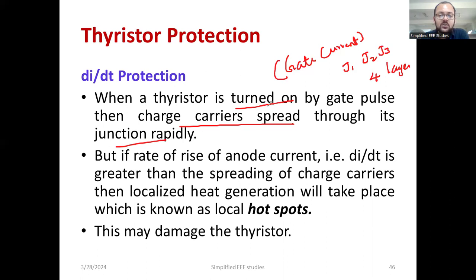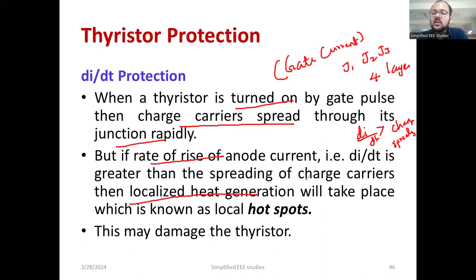Here, when a thyristor is turned on by the gating pulse, the charge carriers spread through its junction very rapidly. The thing is, if the rate of rise of anode current, that is dI/dt, is greater than the spreading of charge carriers, then the main problem is there is localized heat generation. I will tell you the condition once again: if the dI/dt, the rate of change of current with respect to time, is greater than the spreading of charge carriers, then there will be a localized hotspot generation.